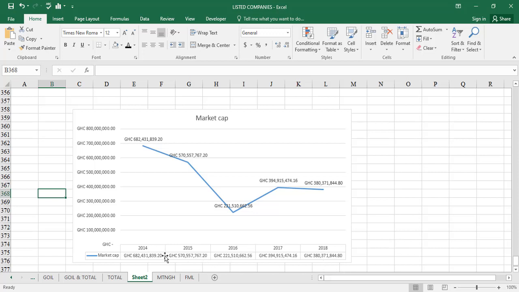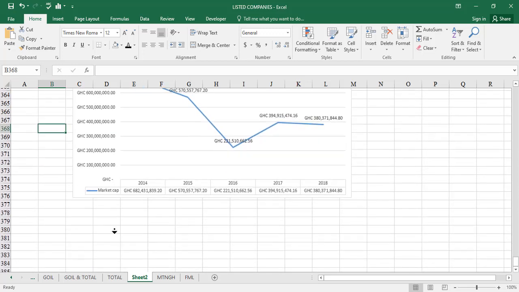We are seeing some points here, but it doesn't really change anything, because in 2014 you realize that the share price was around 6 cedis. As at 2018, the share price was around 3 cedis 40 pesos, with the lowest being 2016, where it was trading around 1 cedi 20 pesos or 1 cedi 80 pesos. So this has become the market cap, or the true value of Total Ghana on the Ghana Stock Exchange.